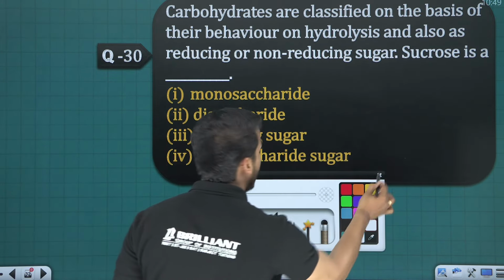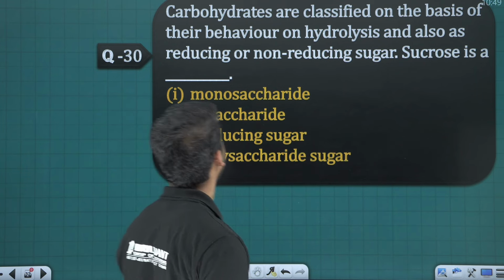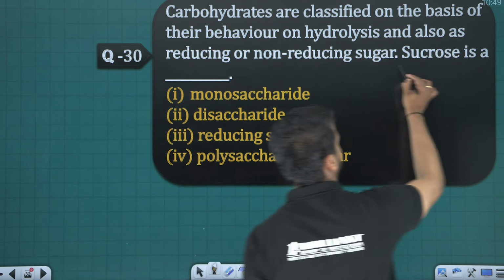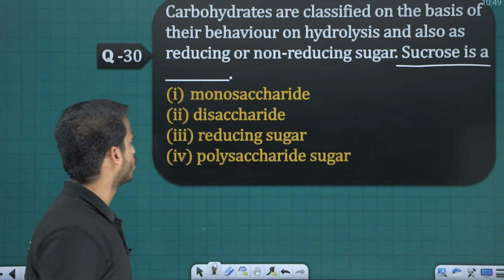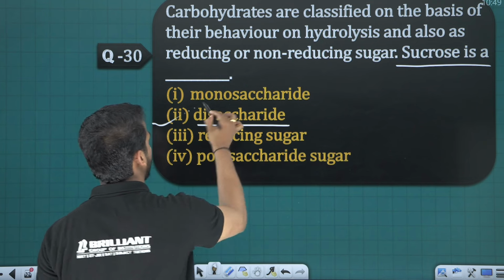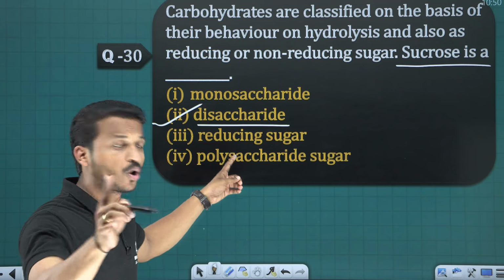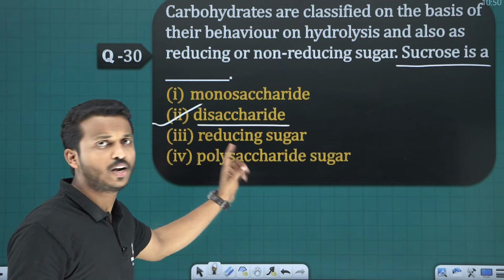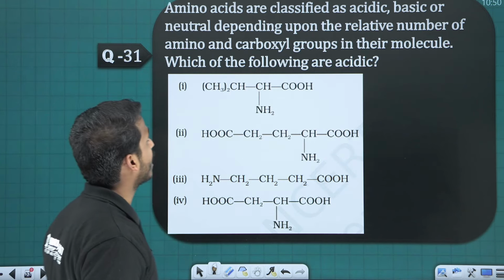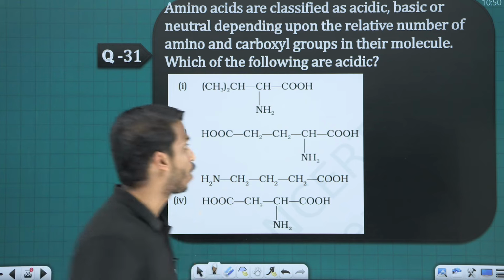Now the next question: carbohydrates are classified on the basis of their behavior on hydrolysis and also reducing or non-reducing sugar. Sucrose belongs to, is it a monosaccharide? No, sucrose is a disaccharide, right? Is it a reducing sugar? No, sucrose is a non-reducing sugar. Is it a polysaccharide? No. So what is the answer? It's a disaccharide.